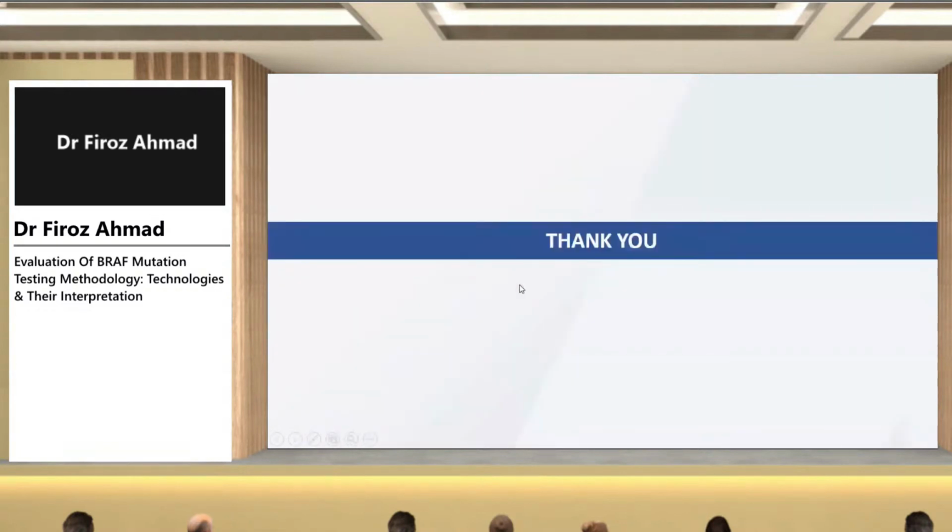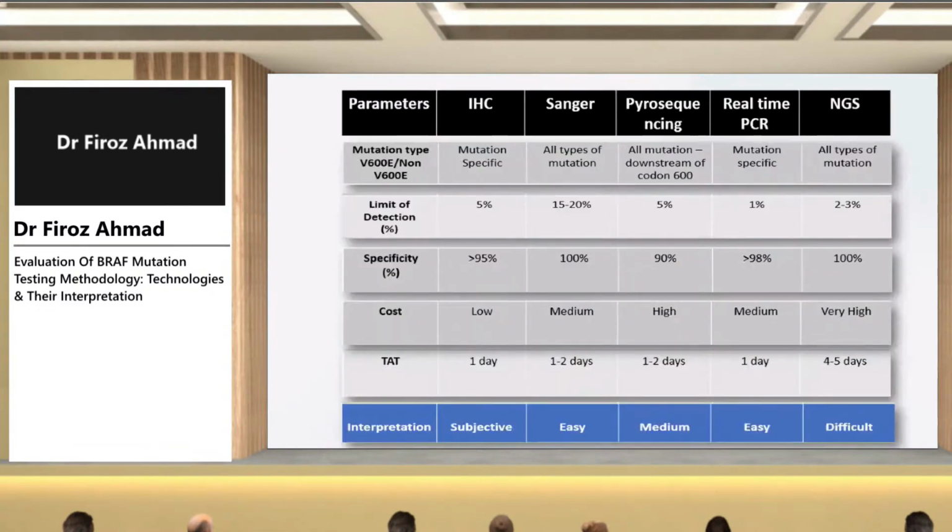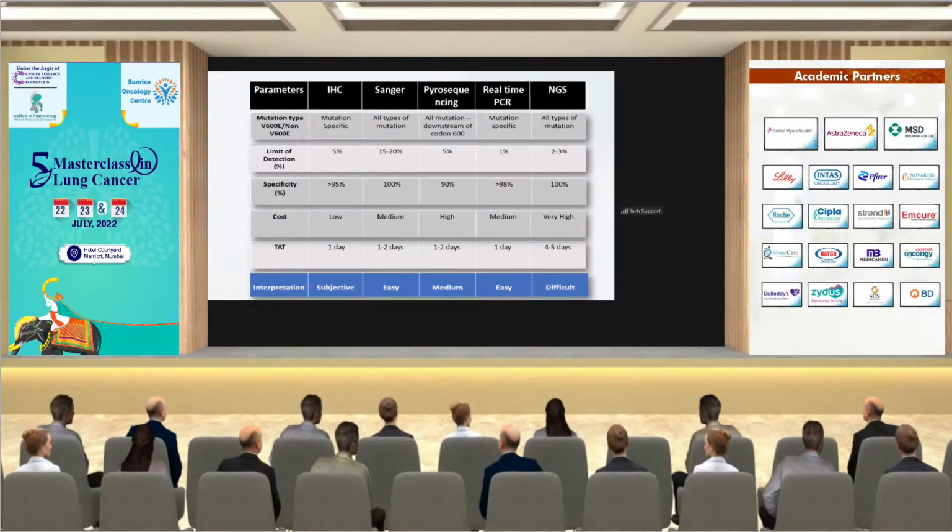So in short, just to summarize, choosing the right methodology depends upon what the need is, what the workload is, or what the affordability is for the patient, and on the basis of this we can decide what methodology will be the best.